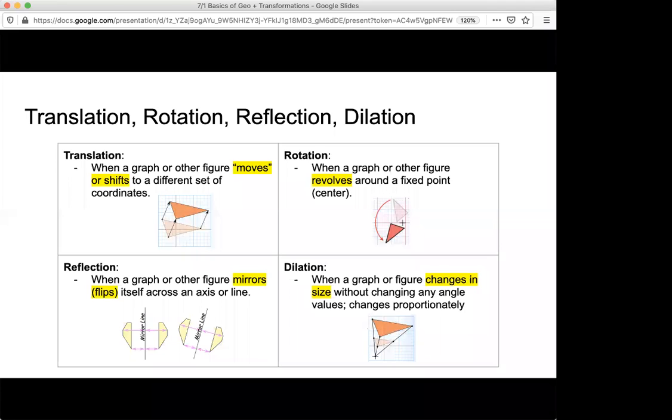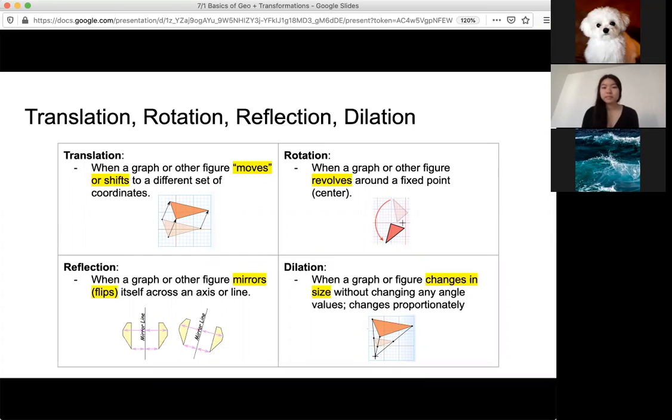Translation is basically when a graph or another figure moves, or shifts to a different set of coordinates. So basically, all of the points shift the same number of units in the same direction. Here, you can see the faded triangle, the lighter one, is where the shape started off, and all 3 coordinate points moved upward and to the right. They translated a certain number of units.